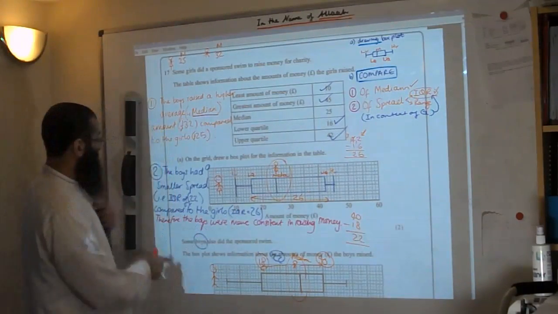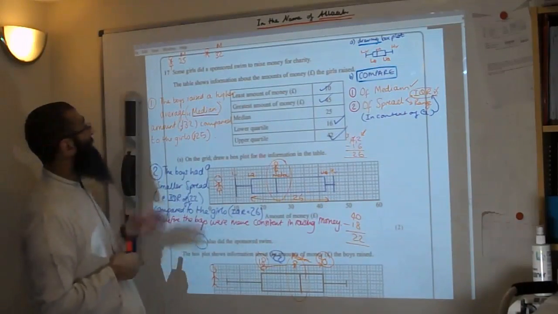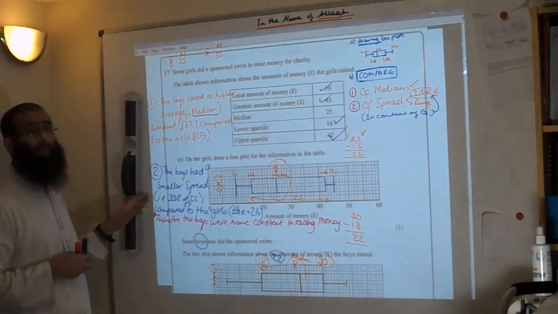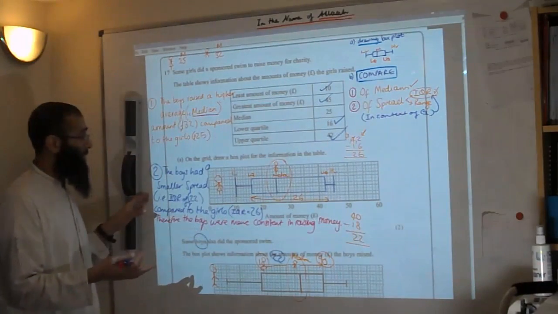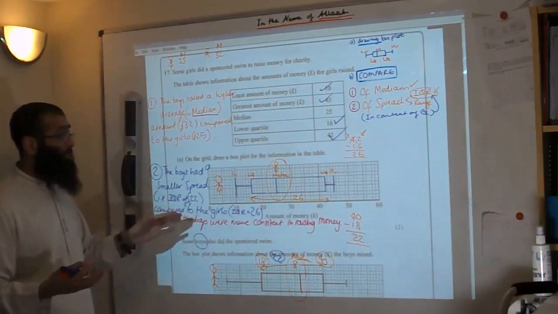Okay, and that should be enough for us to get our full 2 marks. So one comment about the median and one comment about the spread, in particular the interquartile range. A smaller interquartile range is better, that means they've performed better.